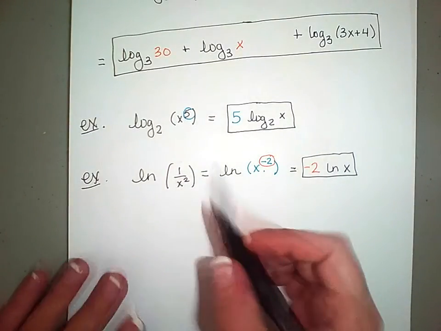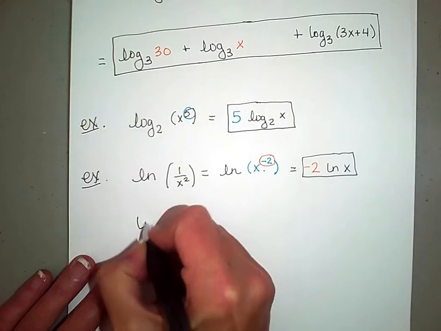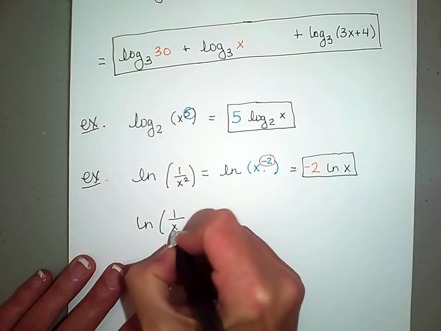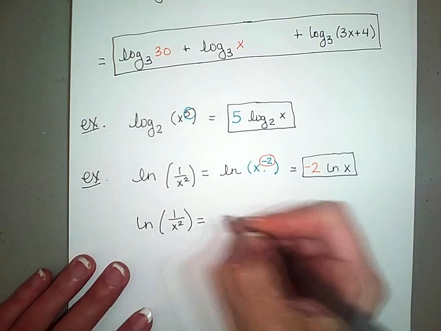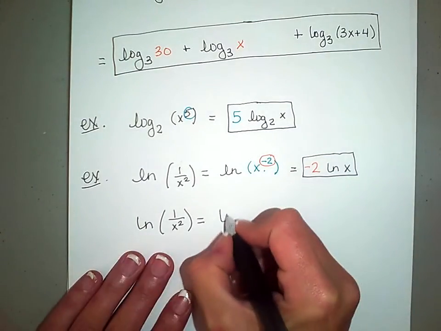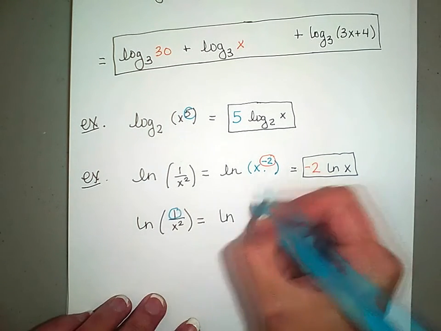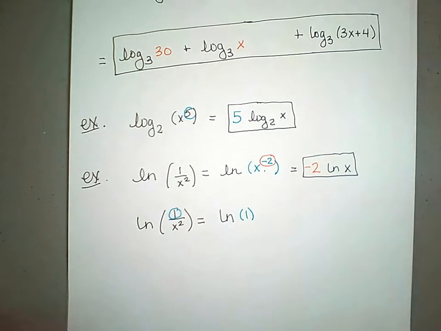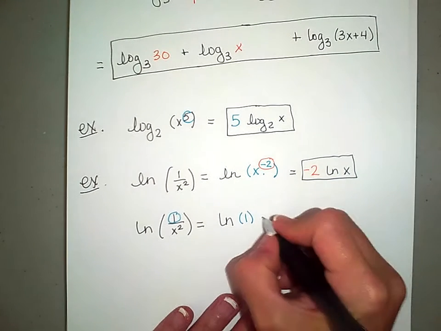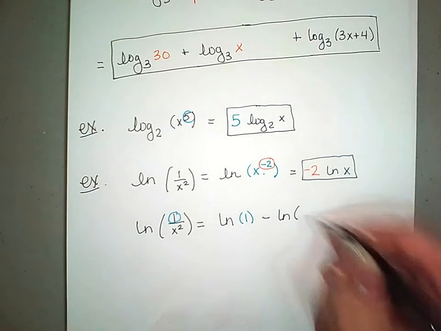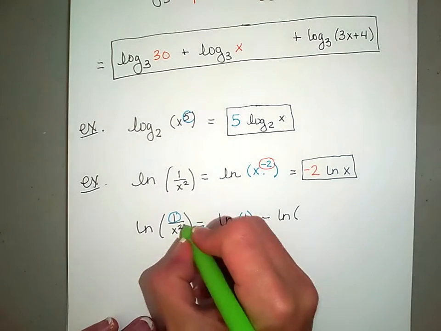Alternatively, we wouldn't have to rewrite this. What we could do is look at this as the quotient, as a division. Okay? And so we could use the subtraction rule that says, well, if you have a division, you take the natural log of the entire numerator and you subtract the natural log of the entire denominator.